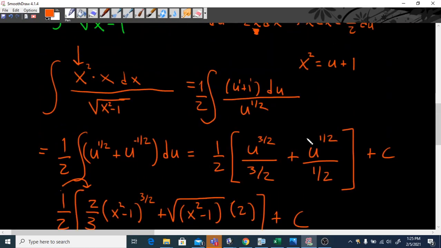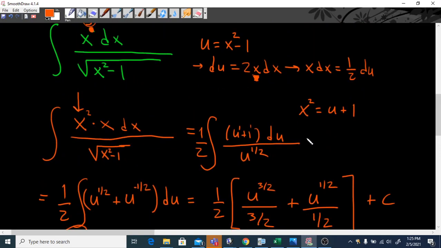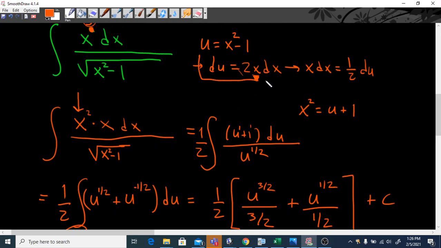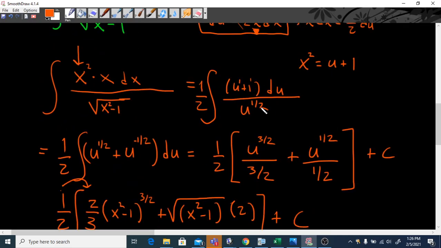We had to sub and solve, okay? u was the thing down here, but then we had to solve for x squared, and we had to be a little clever. We had to separate x cubed into x squared times x. And how do we know to do that? We know to do that from the du. The du is what tells us we need to do that, because we need one factor of x for du. That is how I know to do that. Okay? So I hope that that helps.